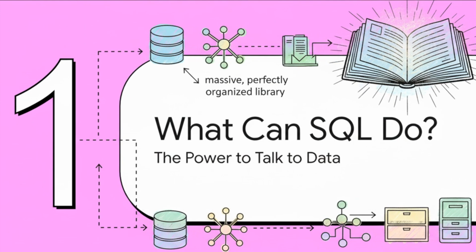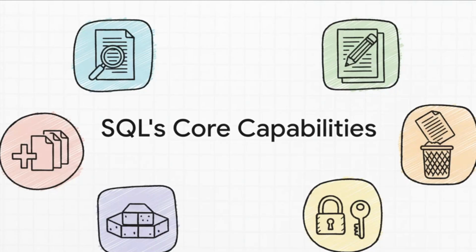Okay, so what can you actually do with this language? What's the point? Well, just think of it like this. You have a direct line, a special key, to a massive, perfectly organized library of information. The power of SQL really boils down to just a few core things. You can ask for specific info, that's called retrieving data. You can add new books to the shelves, that's inserting records. You can fix mistakes with update or get rid of old stuff with delete. You can even build whole new wings of the library by creating tables and databases from the ground up.